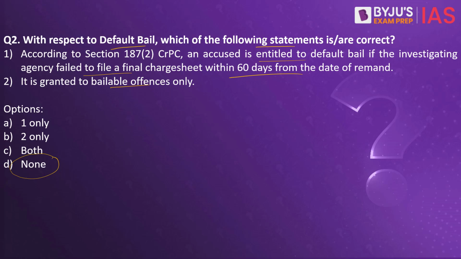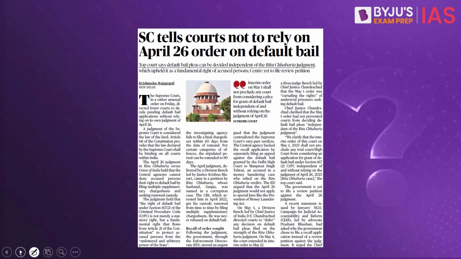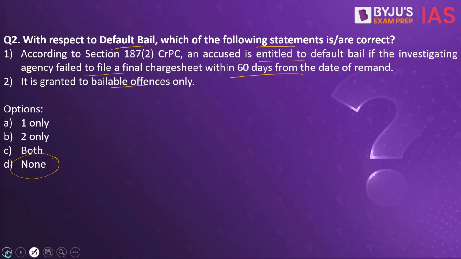Why have we taken this practice question? Because this article in The Hindu makes a reference to default bail. Let us try and understand what these statements are. When you look into the first statement, according to section 187 of CrPC, this is wrong because it is section 167 of CrPC which speaks about the default bail, and the default bail also has another criterion as well.